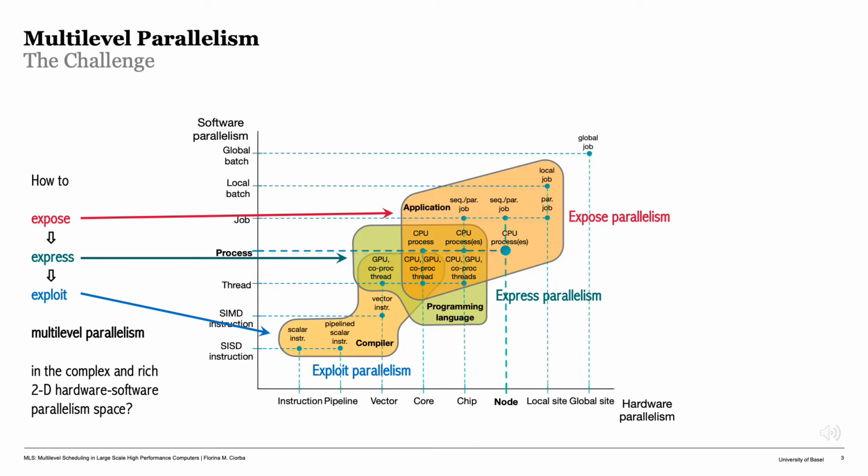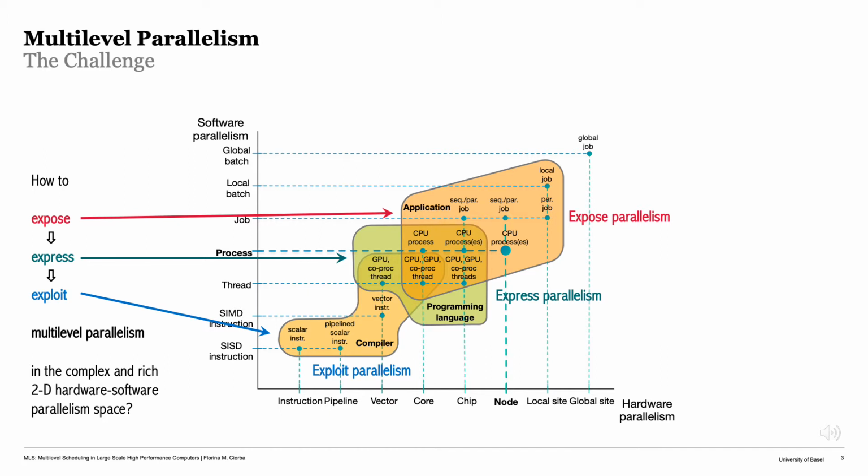The idea here is that for every level of hardware parallelism on the x-axis, from hardware instructions to nodes to global sites, we have a corresponding match on the y-axis in terms of software parallelism. A user typically sees a single process on the y-axis running on a single node represented on the x-axis. This is where parallel computing intersects with sequential or even desktop computing in terms of hardware and software.